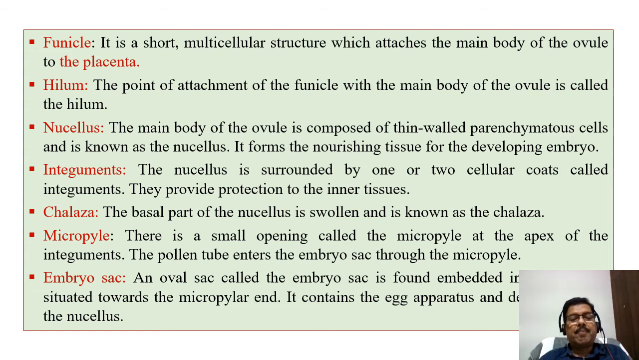Embryo sac. It is an oval sac-like structure. It is found embedded in the nucellus, situated towards the micropylar end. It contains the egg apparatus and develops inside the nucellus.